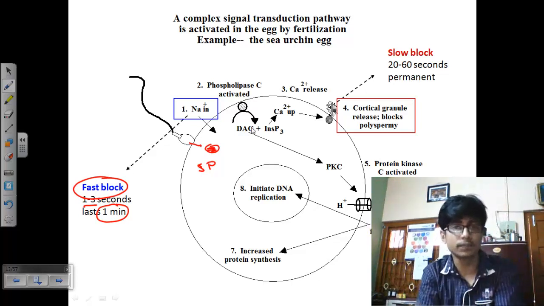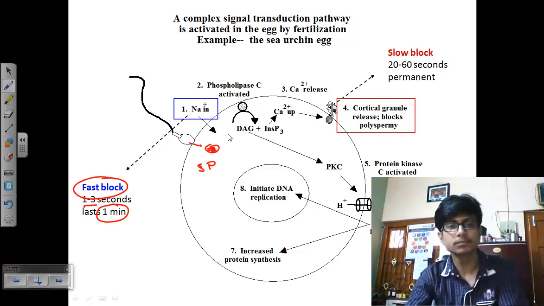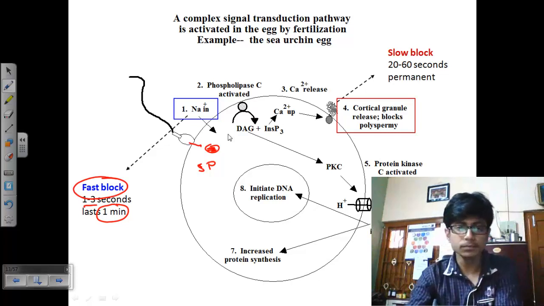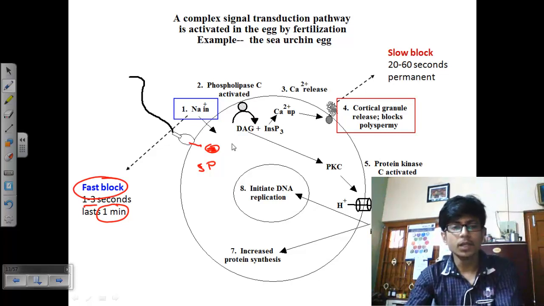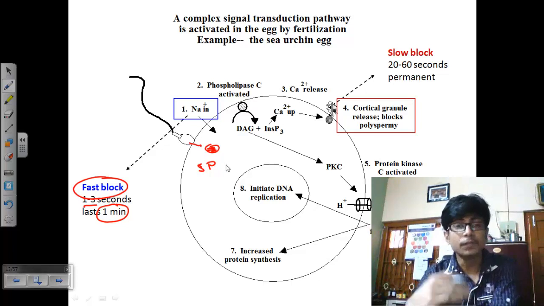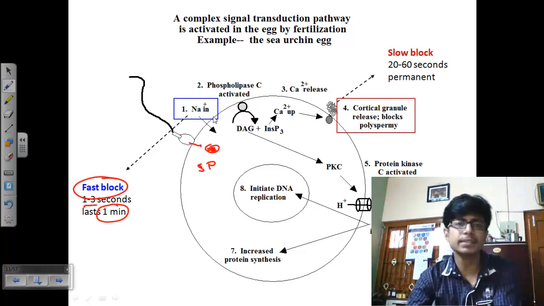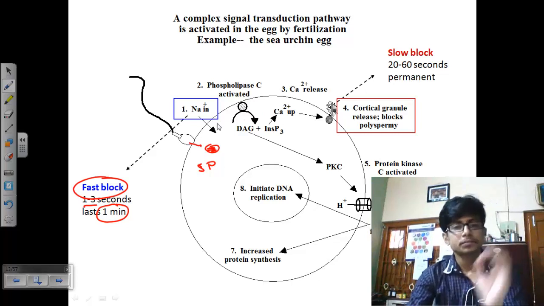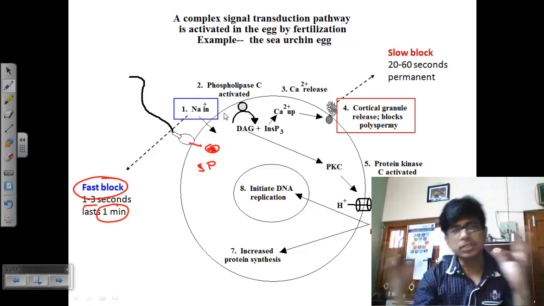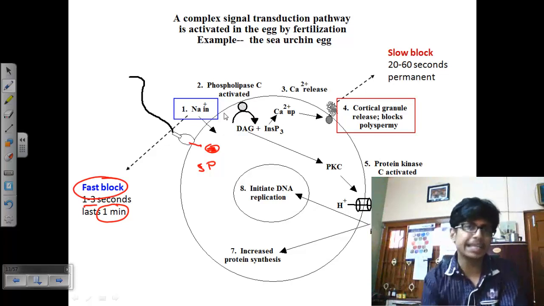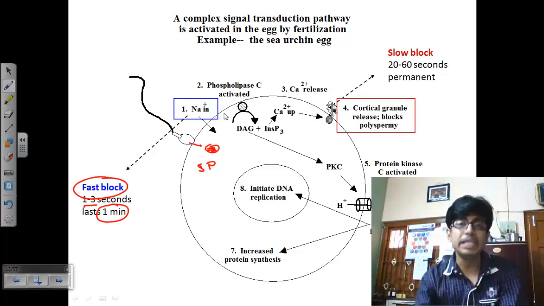One sperm has done that fertilization properly, so we don't want any other sperm to fertilize that egg. For that reason, the fast block works when a huge content of sodium ions is taken inside. So it is called the sodium influx.